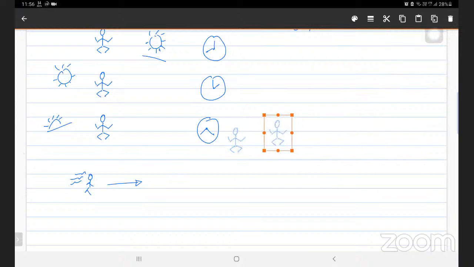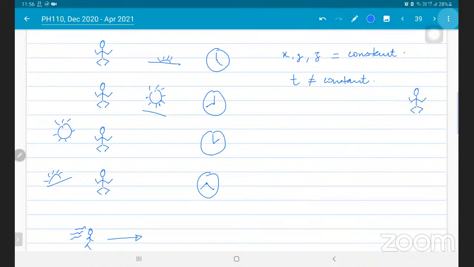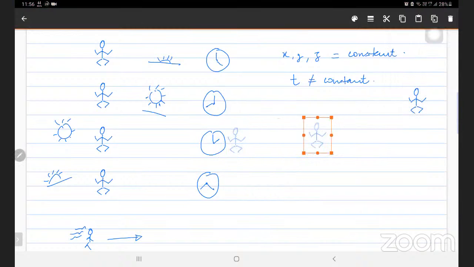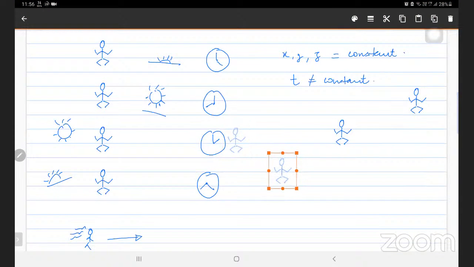This observer will say that, well, you are here at one instant of time, at the other instant of time you are here, and then at the next instant of time you are here.